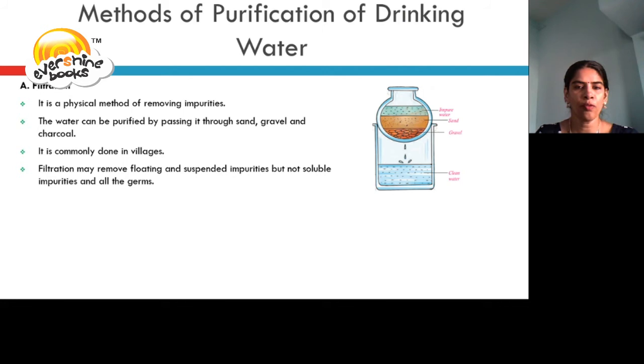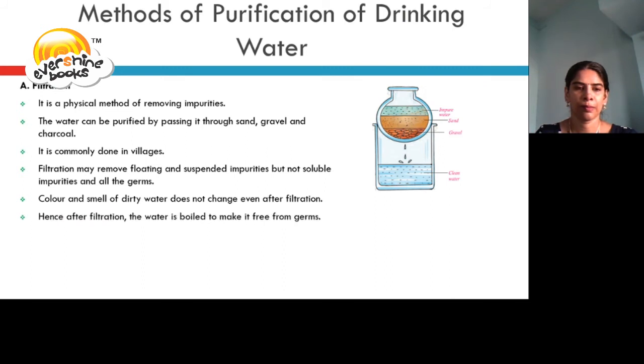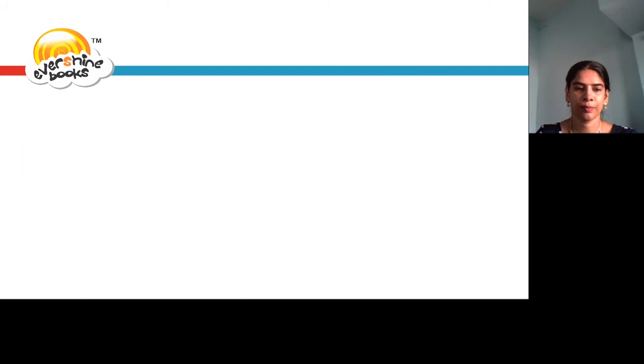Filtration may remove floating and suspended impurities, but not the soluble impurities and all the germs. The color and the smell of the dirty water do not change even after filtration. Hence, after filtration, the water is boiled to make it free from germs.